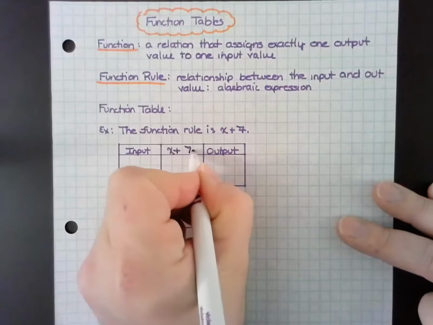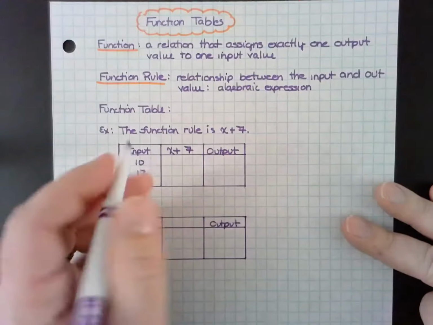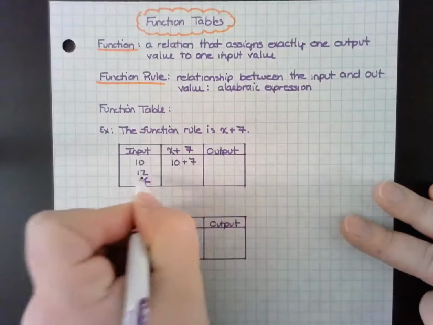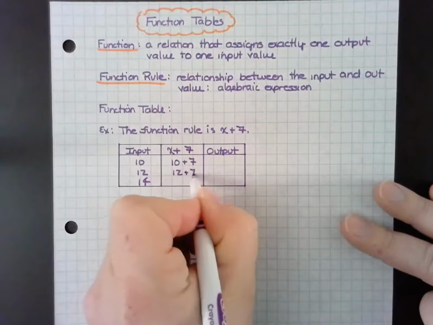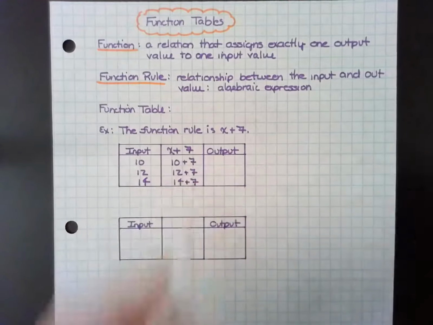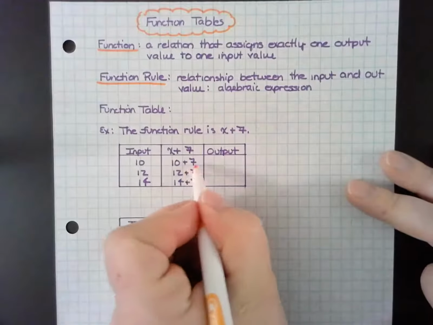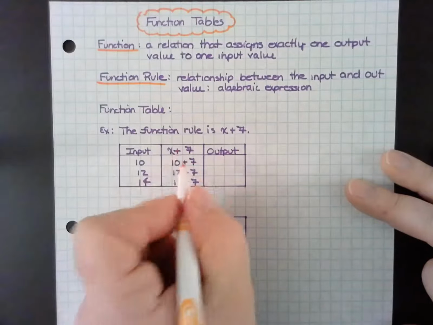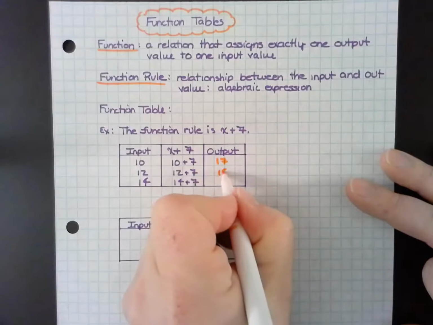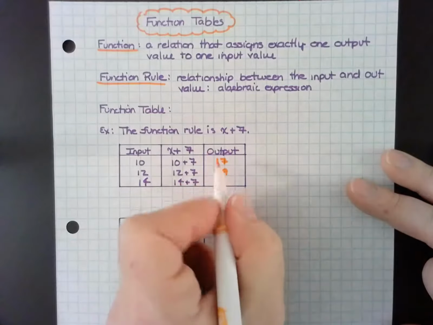And so if we're given some input values like 10, 12, and 14, the idea is that we want to input that in for x. And so we have 10 plus 7, 12 plus 7, and 14 plus 7. And those give us output values, or results, or outcomes, or answers. 10 plus 7 is 17, 12 plus 7 is 19, and 14 plus 7 is 21.